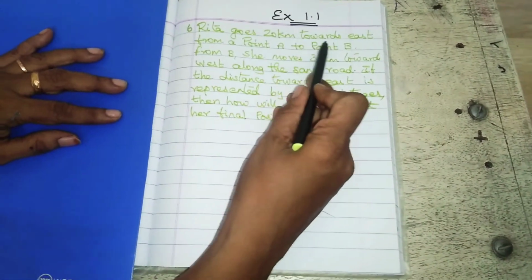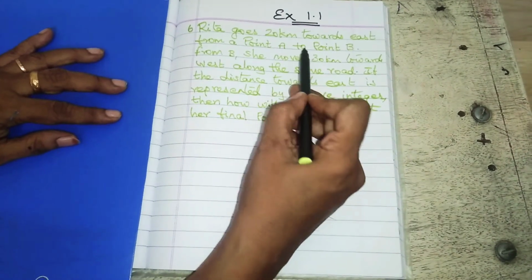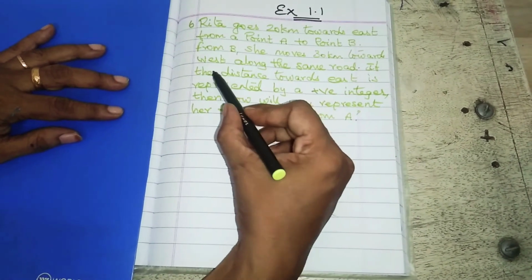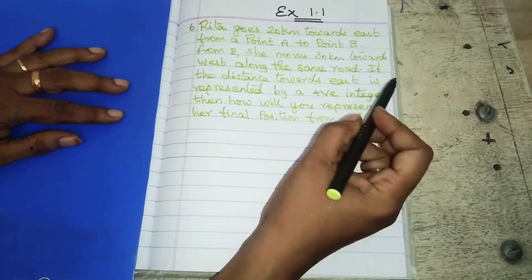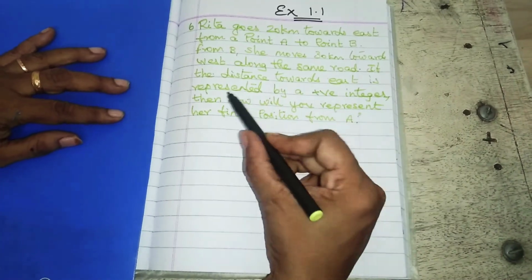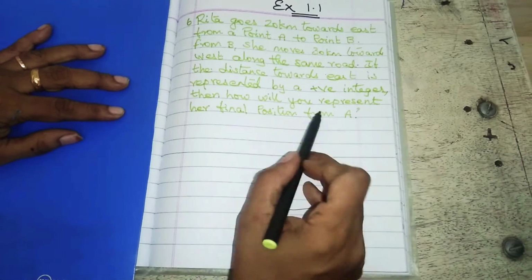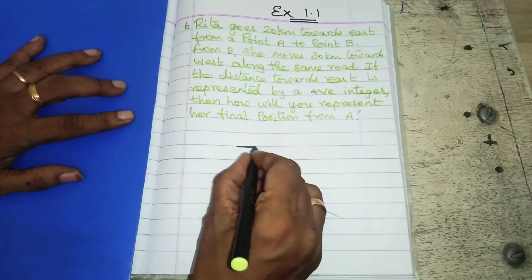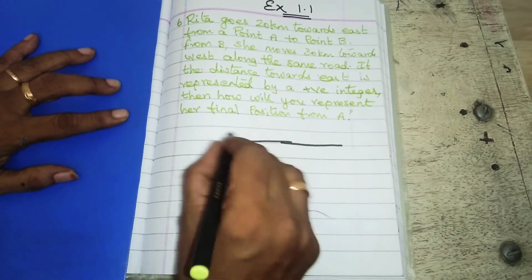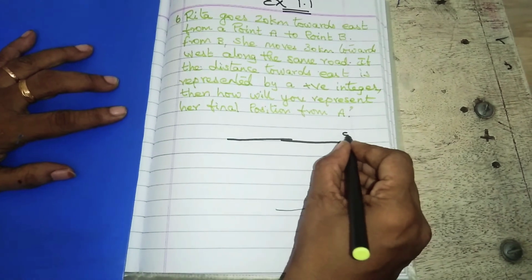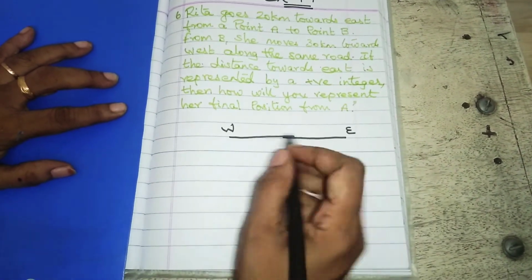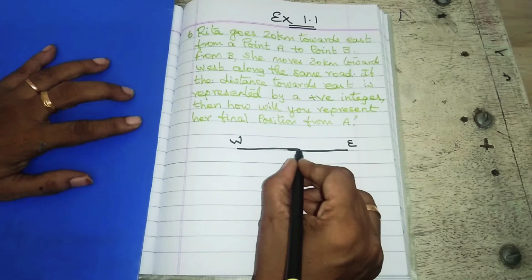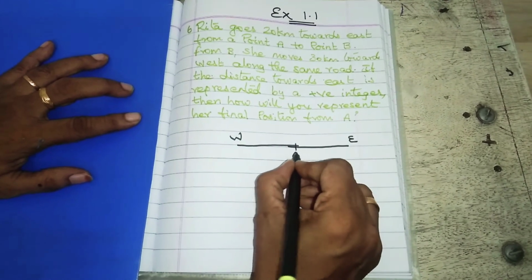Rita goes 20 kilometers towards east from a point A to point B. From B, she moves 30 kilometers towards west along the same road. If the distance towards east is represented by a positive integer, then how will you represent her final position from A? The sum is, you have a road, and this is your east direction and this is your west direction, and she's starting from east direction and she's moving 20 kilometers to the position A.